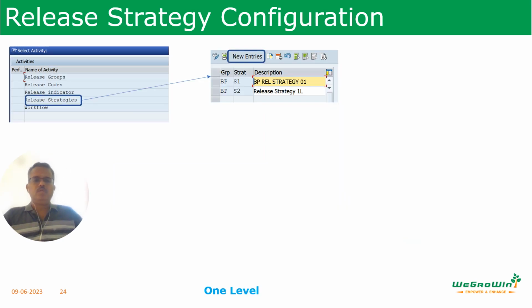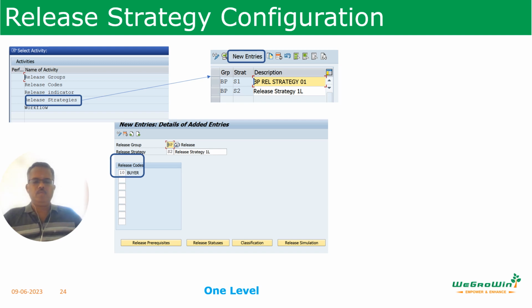And then for the release strategies, select the release strategies and press the choose button. Now press the new entries button. Coming to these new entries, we are having BP S1 on the page itself. We are having BP S1 and BP S2, two kinds of combination of group and strategy there. Double click on this group, and now it is bringing us to the page shown here.